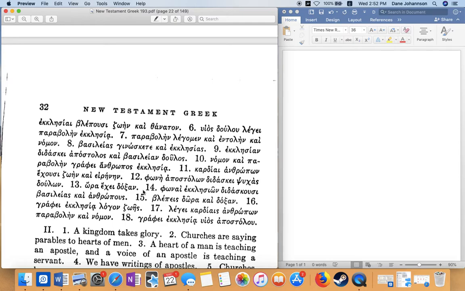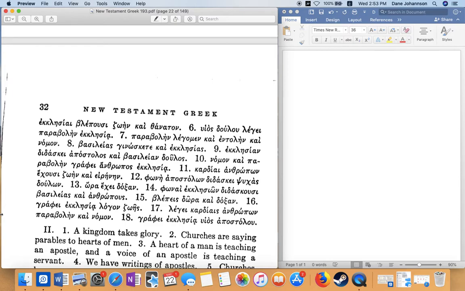15. Vlepis dora ke doxan. Where's the subject? It is in the verb. So second person, singular, present active indicative of vlepin, to see, or vlepo, I see. Vlepis, you see, or thou seest, dora, a gift, and doxan, and a glory. Actually, sorry, dora would be plural, so ta dora. Vlepis dora, you see, or thou seest, gifts, and tin doxan, the glory, accusative.